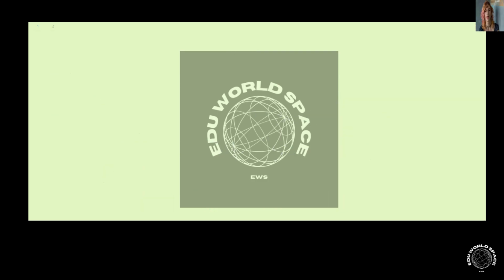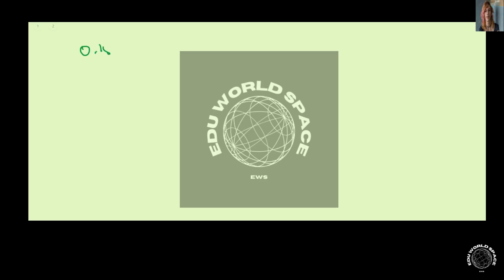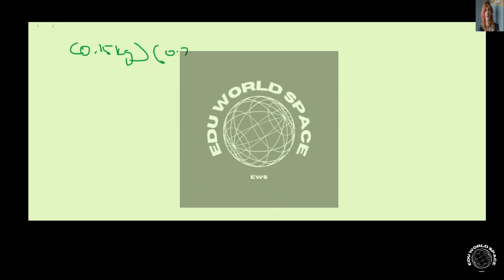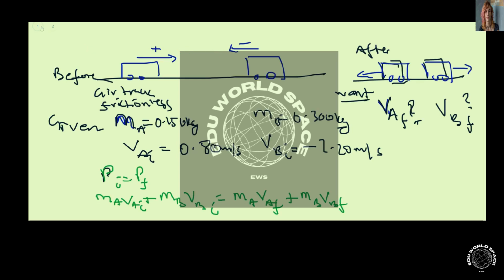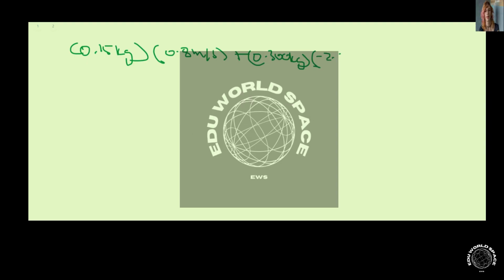So mass of A, checking back, mass of A is 0.15. So 0.15 kilograms times the initial velocity of A, which is 0.8 meters per second, plus mass of B, which is 0.3 kilograms, and then the initial velocity of B, which is negative 2.2 meters per second.